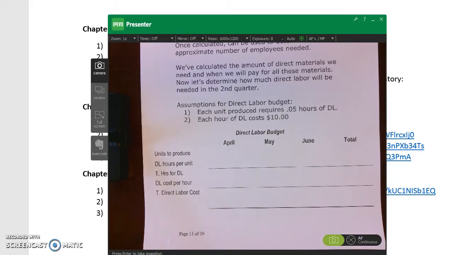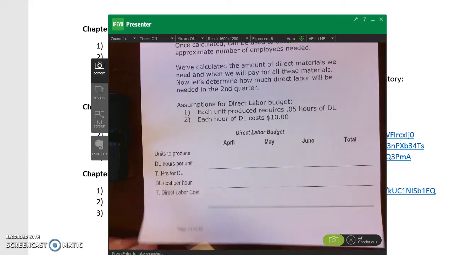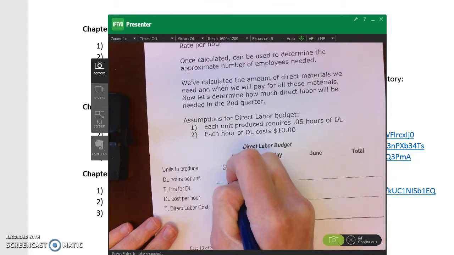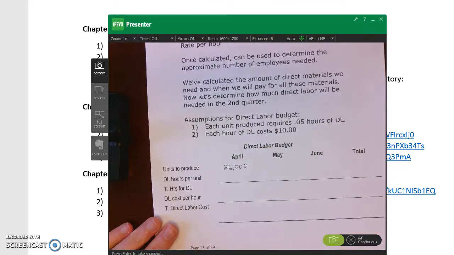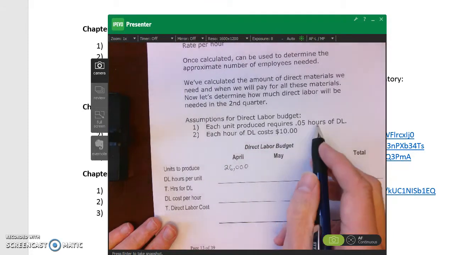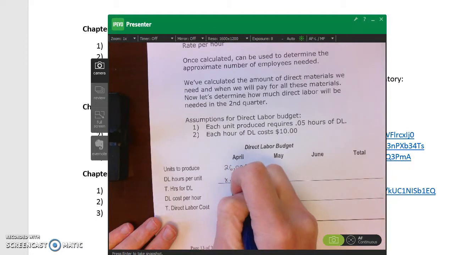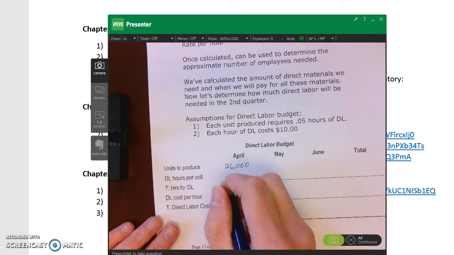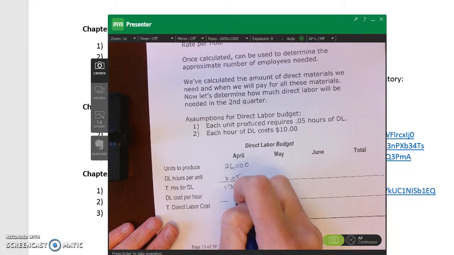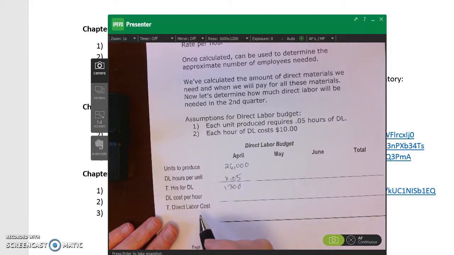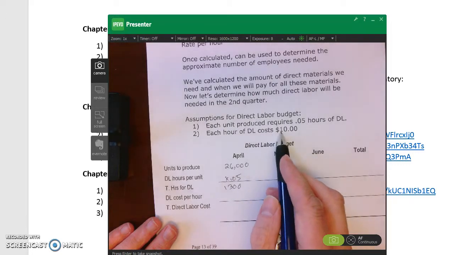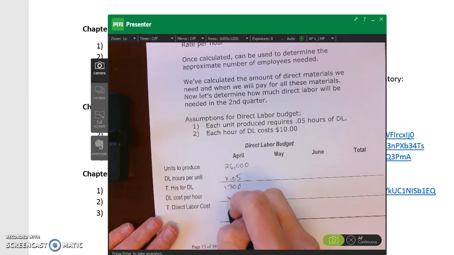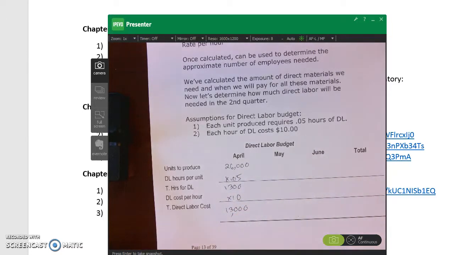So if you look back at April, and you said, well, how many units are we going to make in April? If you look back at the production budget, let's say 26,000 units. Each unit requires 0.05 hours to make. Okay? And then we multiply it to get our 1,300. Right? And then we'd say our direct cost, and it says that each hour of labor costs $10. $13,000 is going to be our labor cost for April.